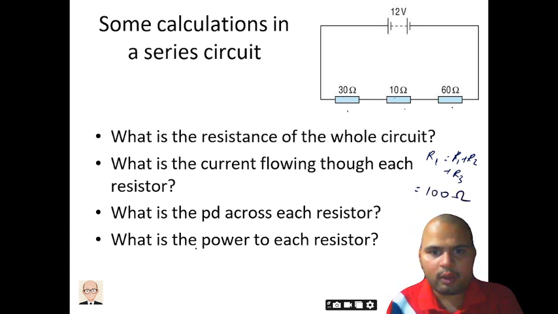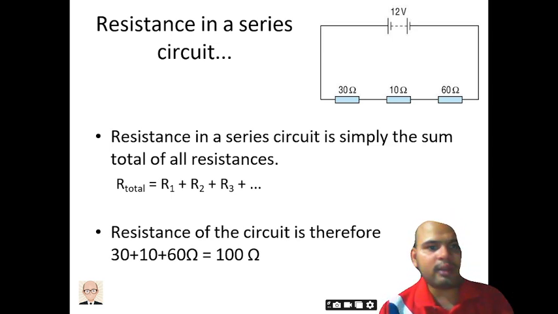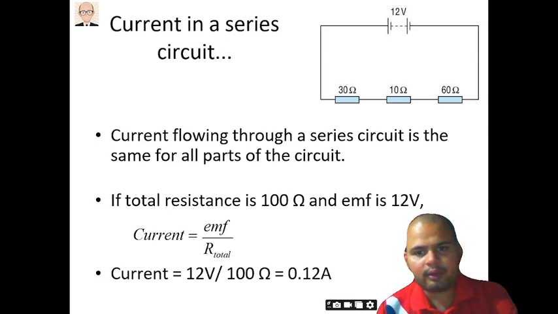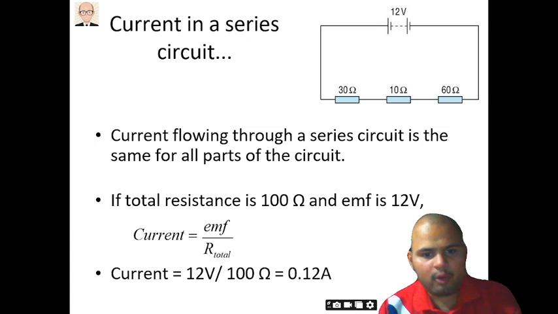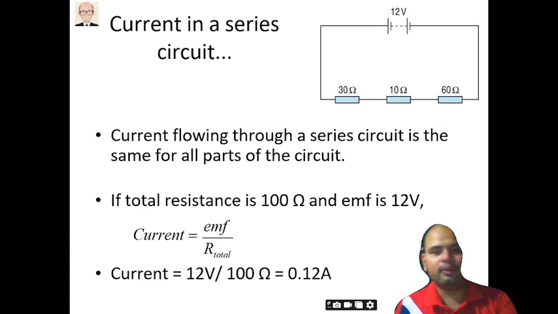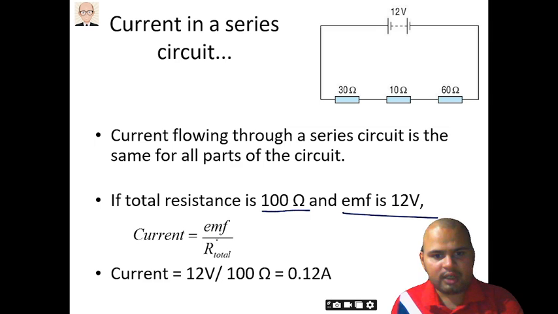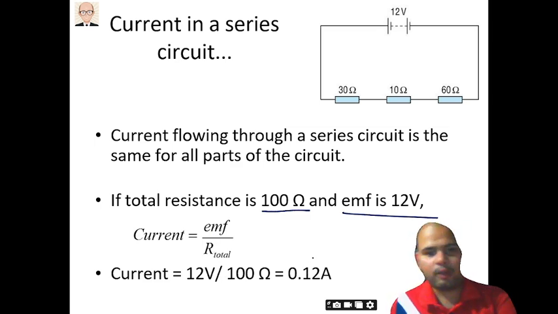So let's see what we are going to learn. Resistance in a series is R1 plus R2 plus R3, and the resistance of the circuit is therefore 100 ohms. The current in a series circuit, the current flowing through the circuit, is the same for all parts. Current is equal to EMF upon R total. The total electromotive force here is 12 volts, and the total resistance is 100 ohms. EMF upon R total, 12 volts upon 100 ohms, is 0.12 ampere.